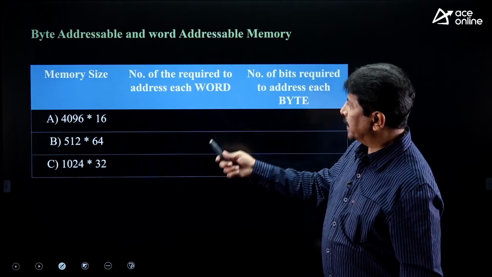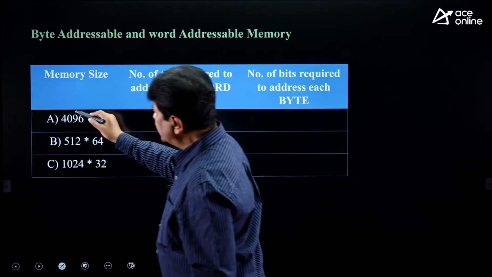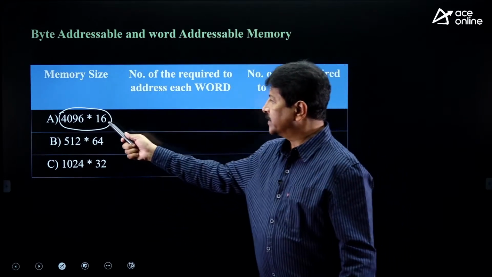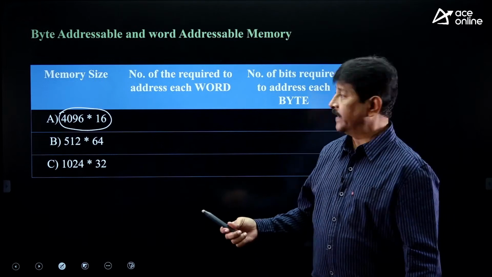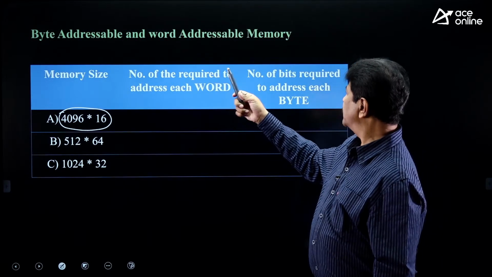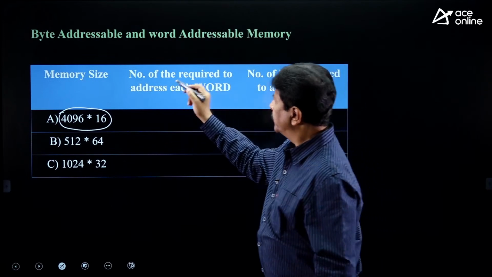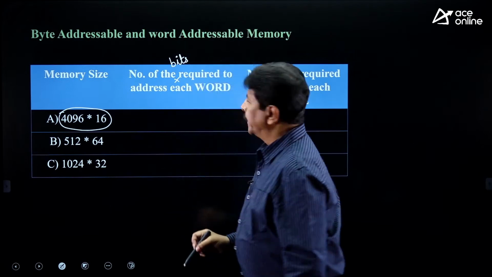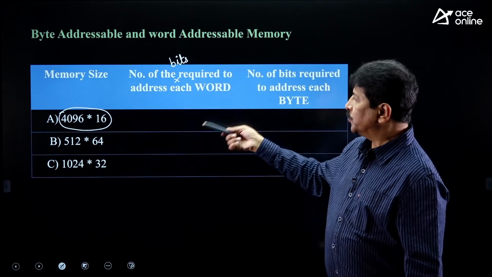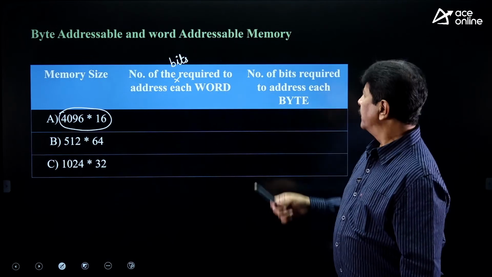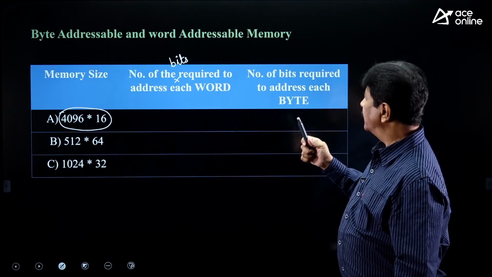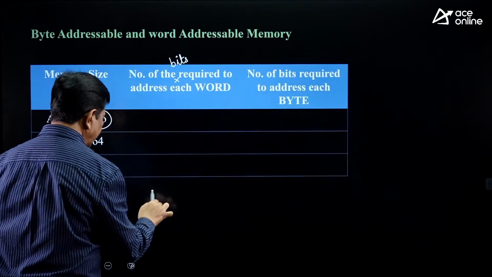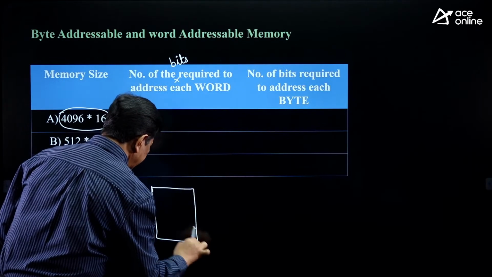So sometimes the questions will come like this. There is a memory size given here, 4096 into 16, meaning the word size is 16 here. In that case, how many bits are required to address each word? If you want to get each word out, how many bits do we require? And if you want to get each byte out, how many bits do we require? I will solve one of them and you try to remember this. The first one is 4096 into 16.